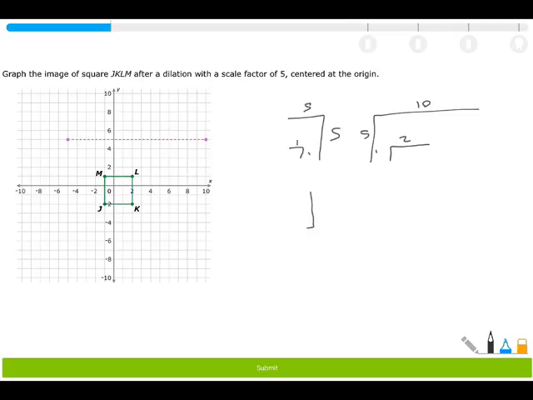For K, it was down 2 and over 1. So multiplying by 5, we now have 10 and 5. So down 10, back 5. Oh, I should have done this in order. But because it's a rectangle, I know it's going to be right there if this point was there, just completing the rectangle.